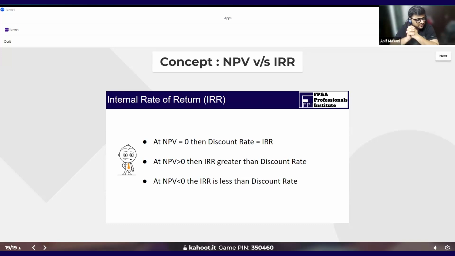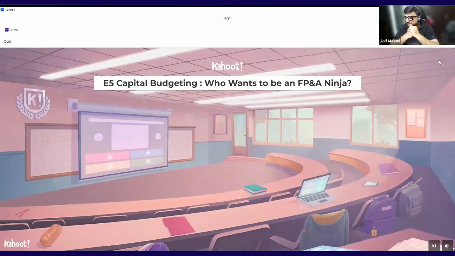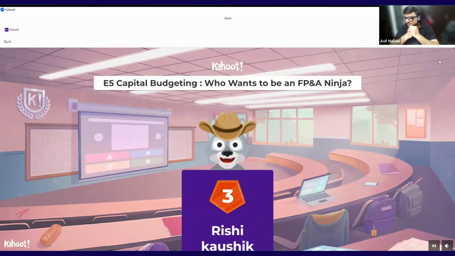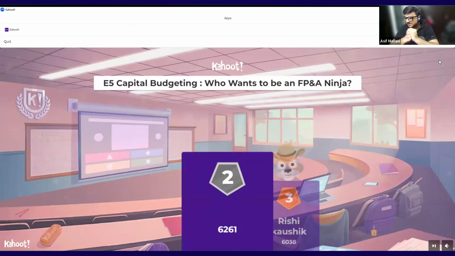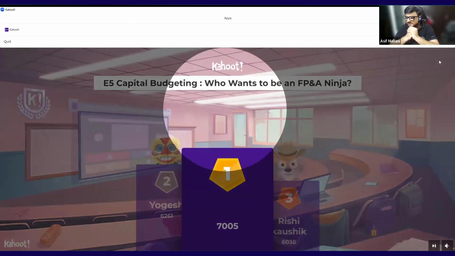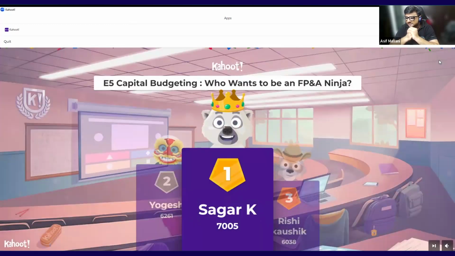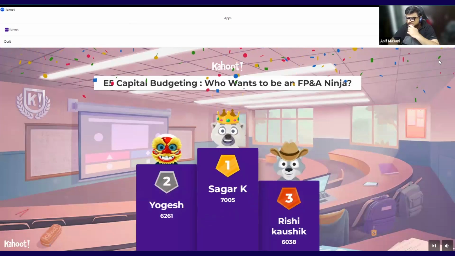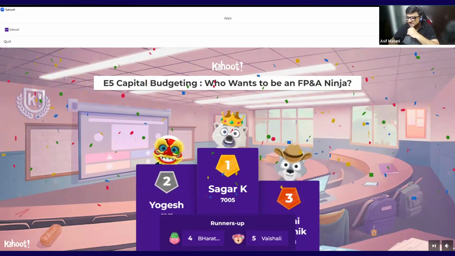So everybody is saying Sagar. What about second position? Who do you think will be in second position? Okay, Vivek is saying Yogesh. Gaurav is saying Vishali. Okay, let's see what the final result is. I think it will give the third position first. So Rishi is on third position. Congratulations, Rishi. Yogesh, so some of you got this right. Yogesh is on the second position, and Sagar has won this. Congratulations. And let's see, Bharat and Vishali are in the top 5.